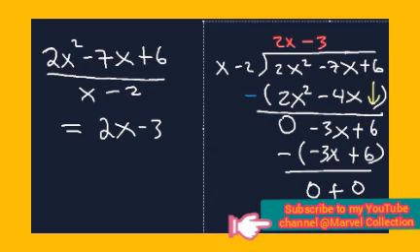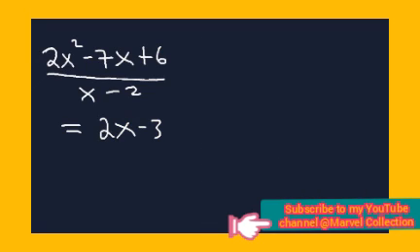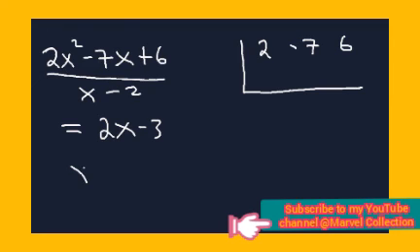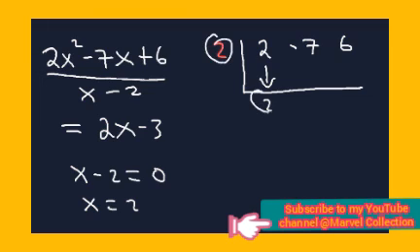Now let's see if we can get the same answer using synthetic division. Let's write the coefficients of the numerator, which are 2, negative 7, and 6. Now we're dividing it by x minus 2. If you set this equal to 0, x is 2. So we're going to use 2 here instead of negative 2. Let's bring down the 2. 2 times 2 is 4. And negative 7 plus 4 is negative 3.